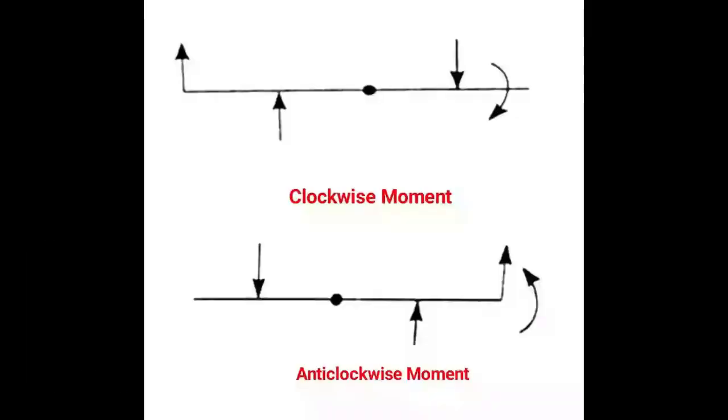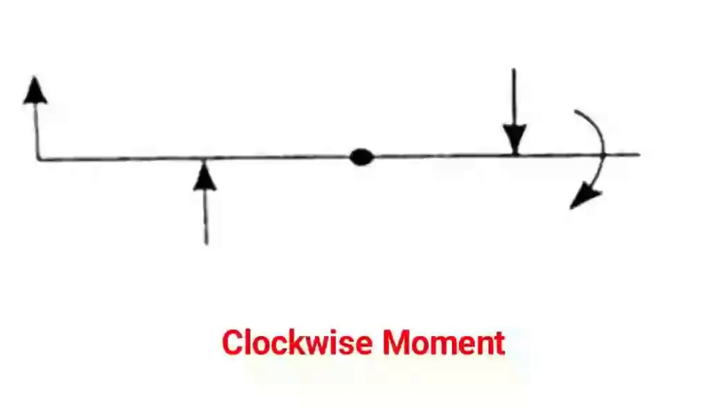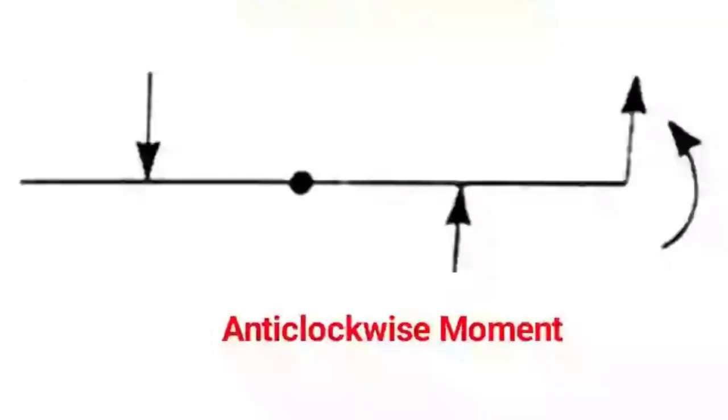There are two types of moments, clockwise moment and counterclockwise or anti-clockwise moment. A clockwise moment rotates in a clockwise direction, in the direction of the clock, and a counterclockwise moment rotates in the opposite direction.